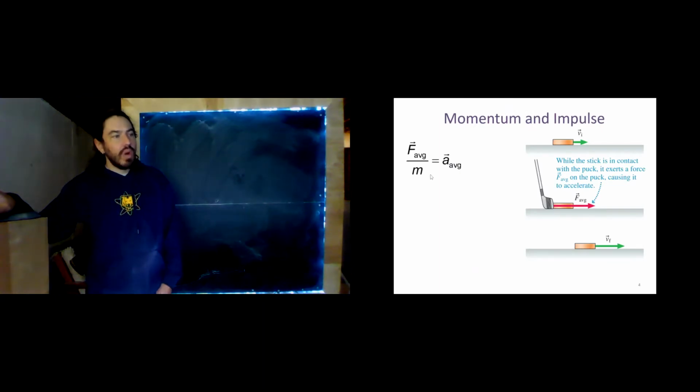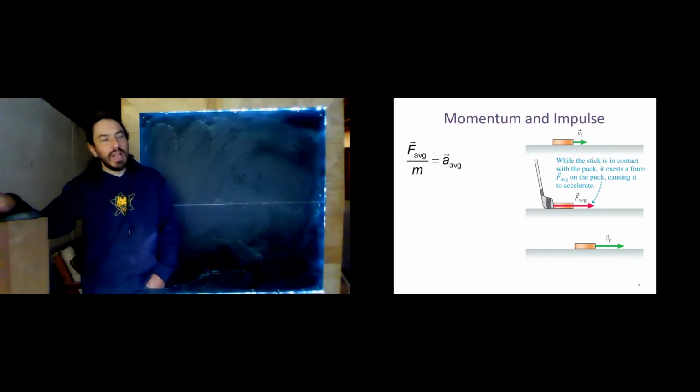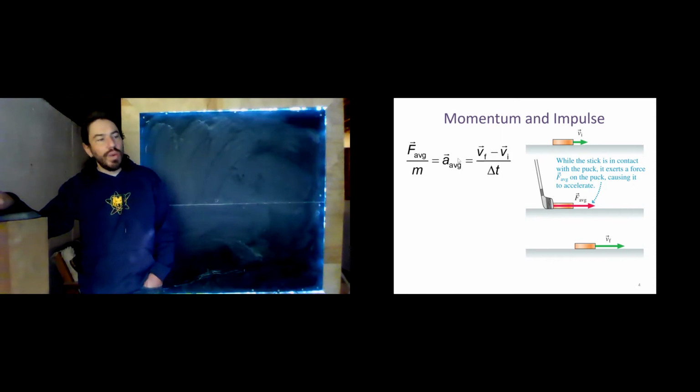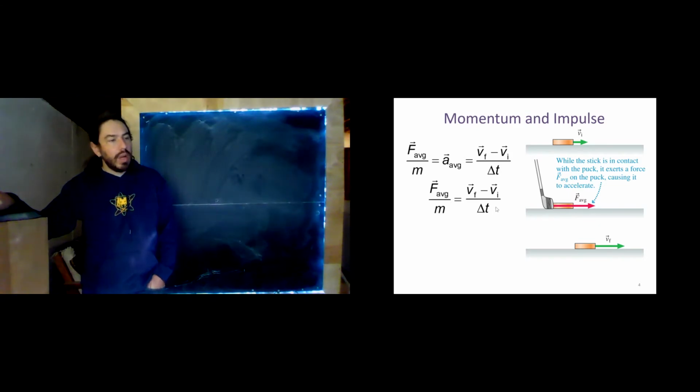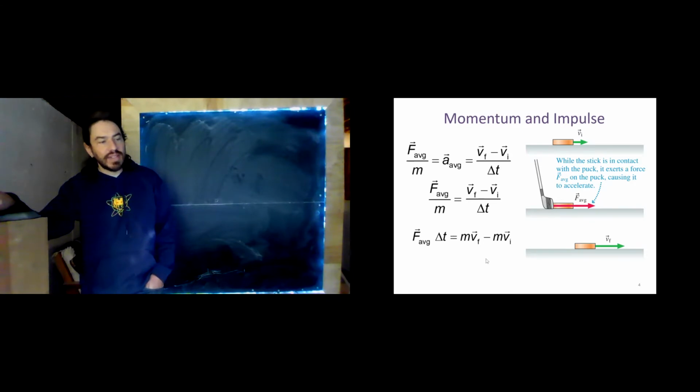So, what do we have? We have that the F average divided by m is the acceleration. Well, we know that acceleration is final velocity minus initial velocity divided by delta t. Equating the two ends of this equation, we get this. And now notice I could cross multiply, bring my m over to the right side, bring my t over to the left side, and I would end up with this.